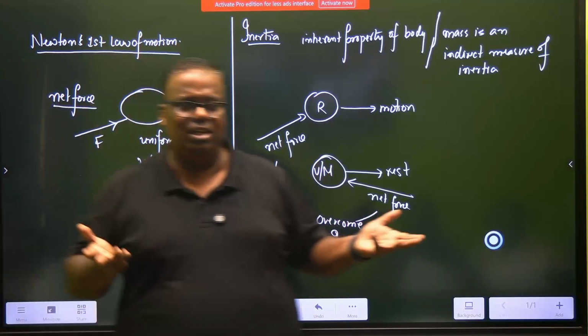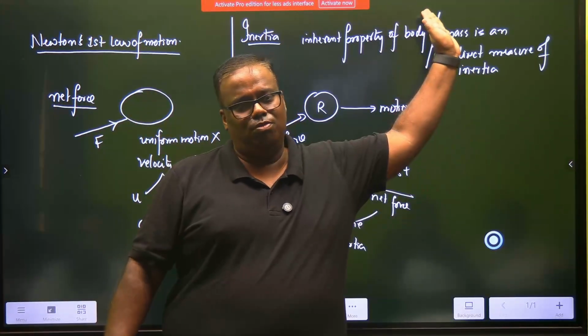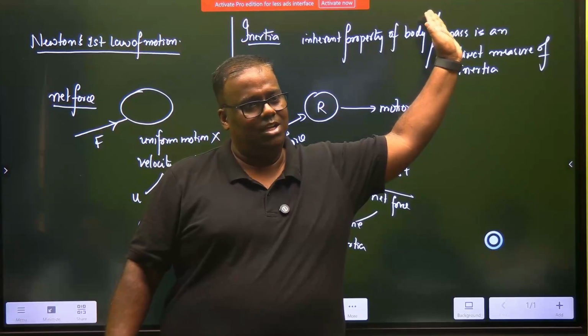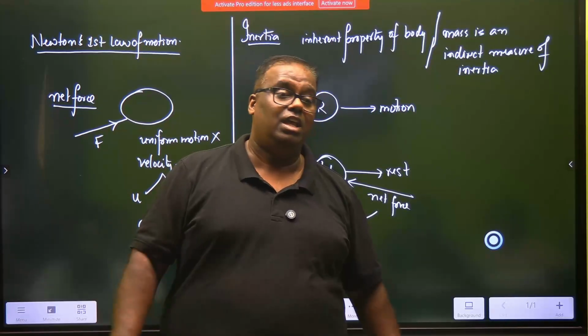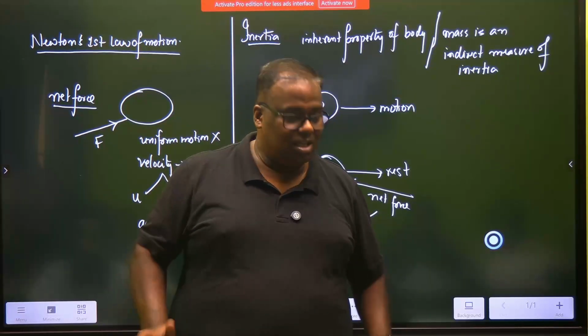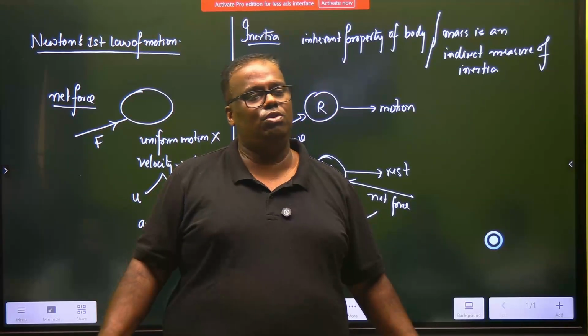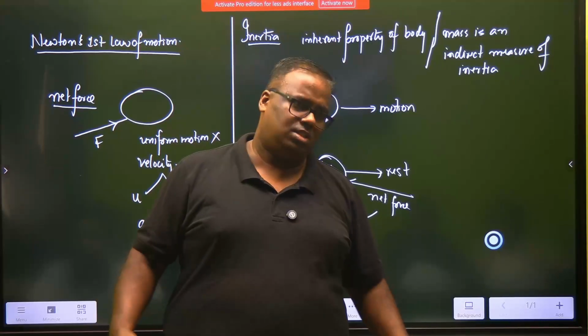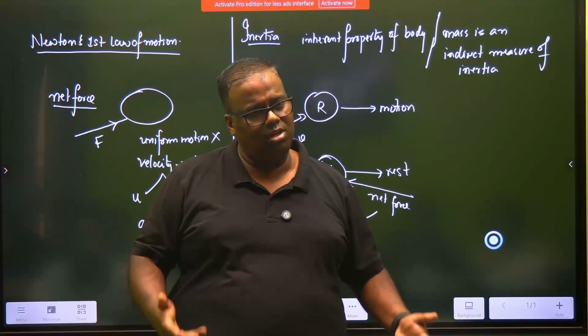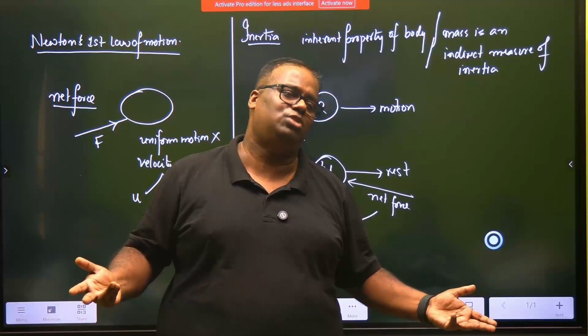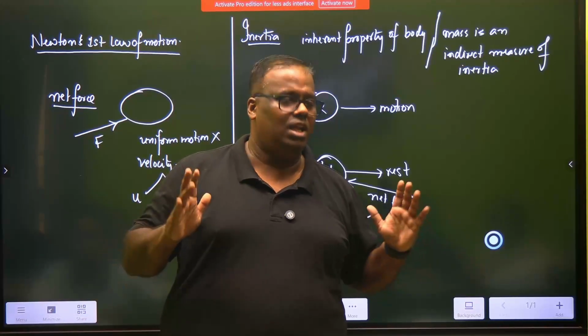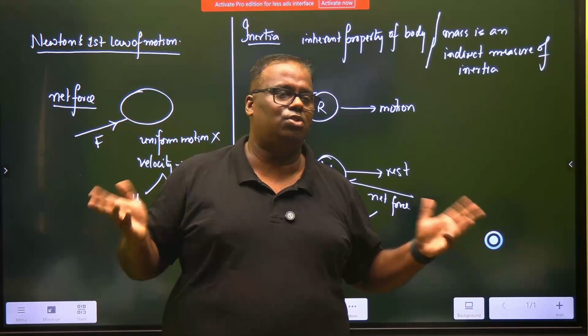So how do we define it? Inertia is an inherent property of a body, right? Due to which it opposes any change in a state of rest or of uniform motion. State of rest or of motion. Uniform motion is a better word. Any change in a state of rest or of uniform motion.